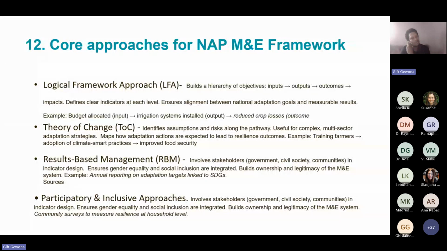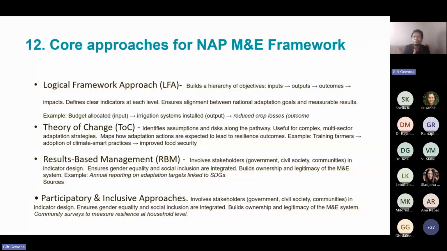And then we have those participatory and inclusive approaches where all the stakeholders are put together to design the indicators. It ensures gender equality and social inclusion, of course, but the most important thing is that it builds ownership. So it's a multi-stakeholder consultative process that ensures that all the stakeholders are brought on board to agree on specific indicators.